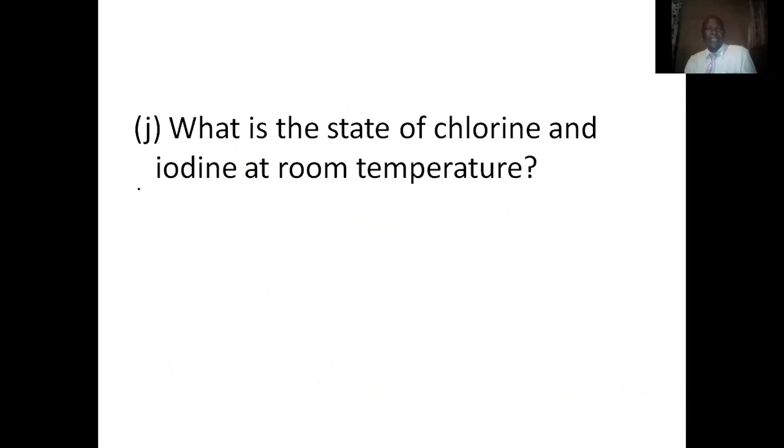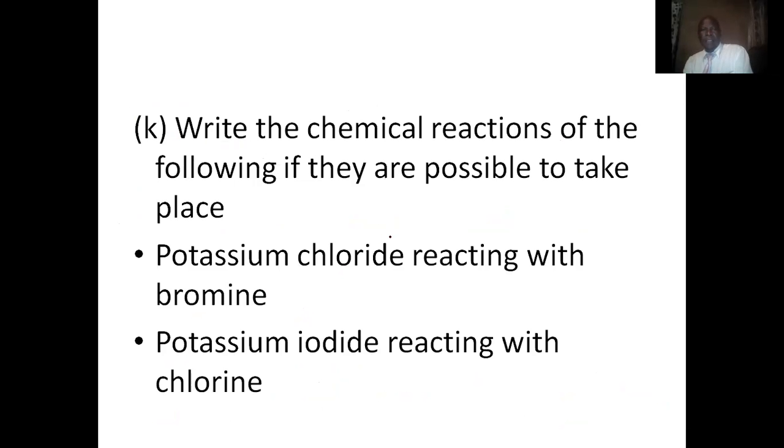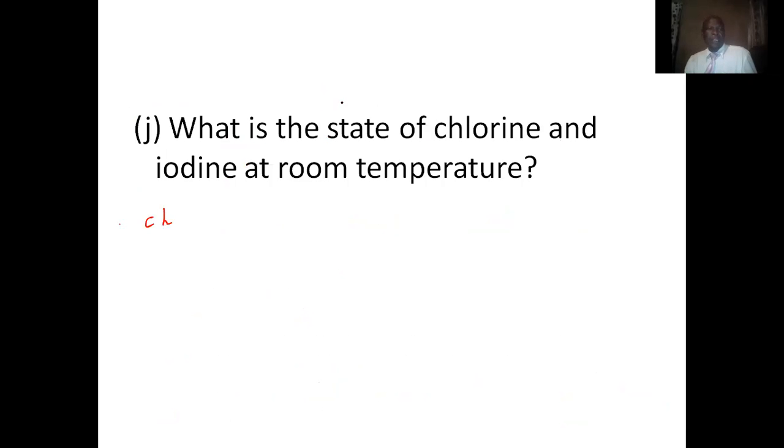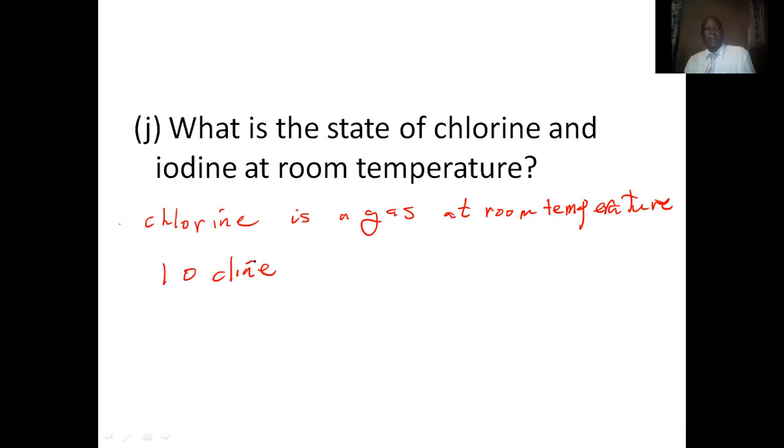What is the state of chlorine and iodine at room temperature? Chlorine is a gas. It's a gas at room temperature. While iodine is a solid at room temperature.